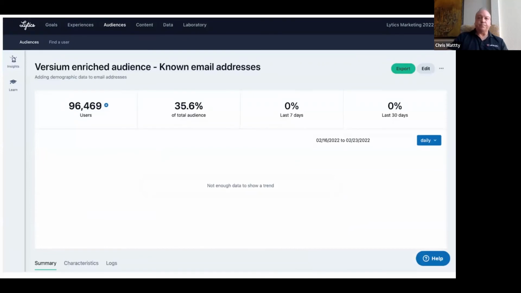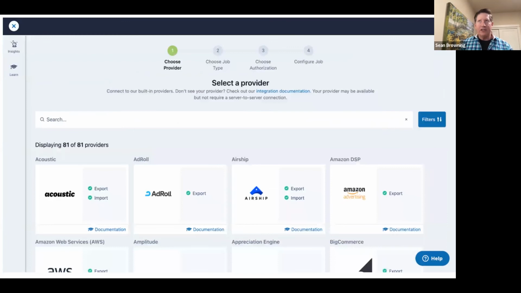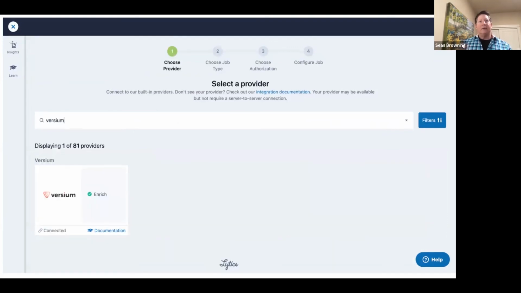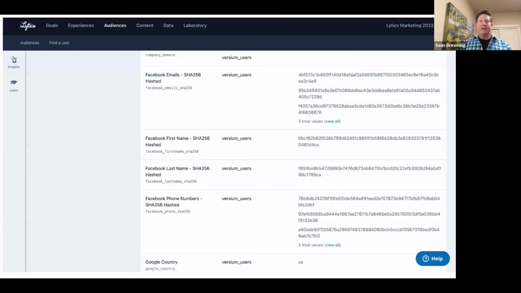Right. And so I build an audience of people who I have an email address for. That gets me to 96,469 people. If I have that 96,000 people where I know that they have their email address, I click on export and then activate the Versium enrichment. And so I'll type in Versium, it brings up the Versium tile. I'll click on this tile, and this tile will then say, let's tie together the Versium detail to that email address. And I know I've got 96,000 people.